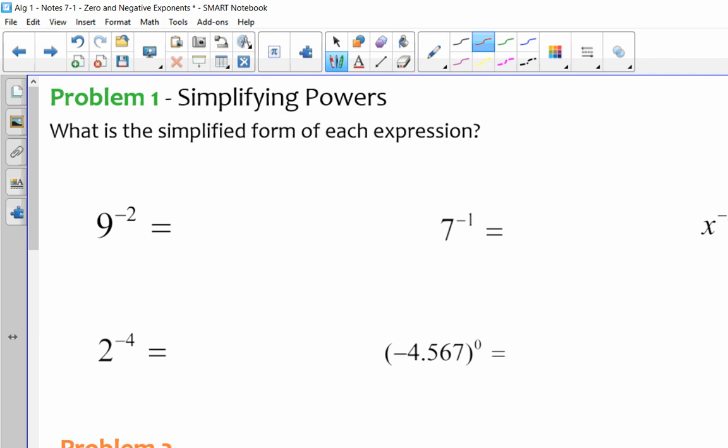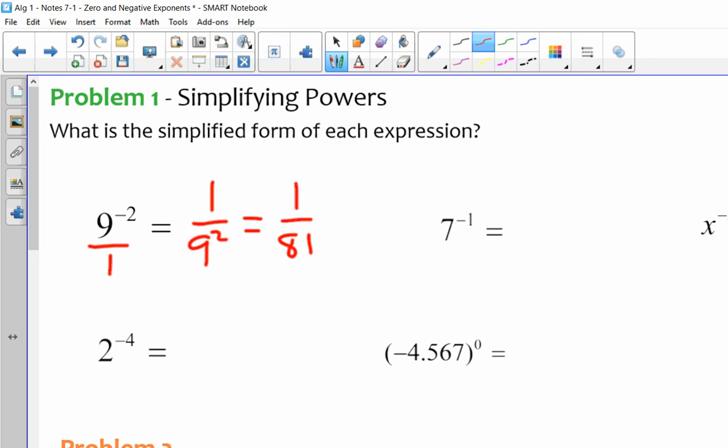Okay, so it's a negative exponent. There's nothing else there, so I just understand I'm going to flip it, and I get this, okay? Remember, that's not 9 times 2, it's 9 times 9, so I get 1 over 81, okay?